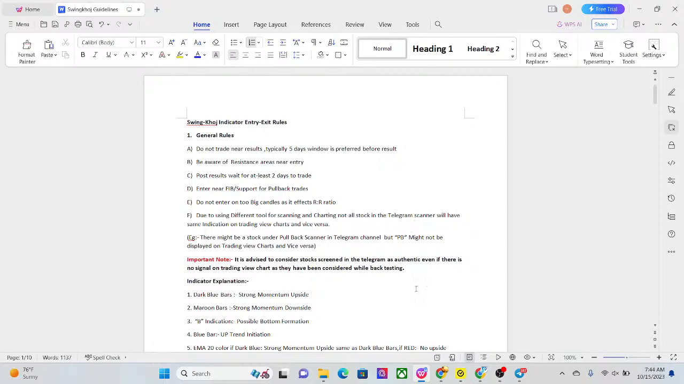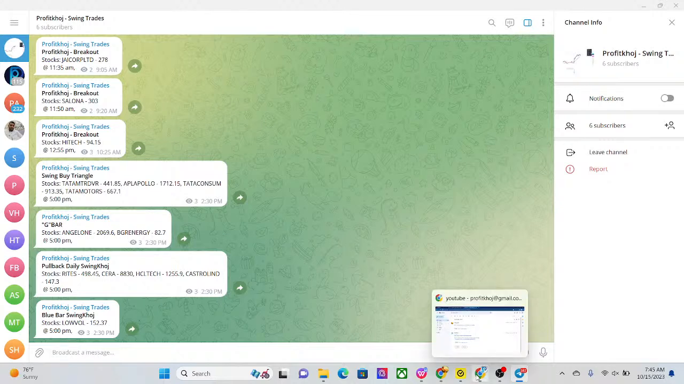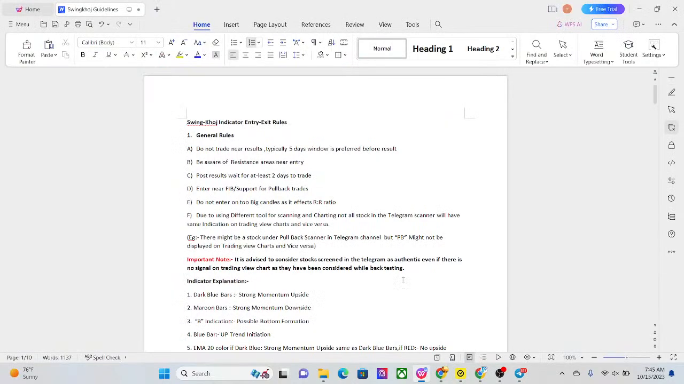So we can show you the scanner and how it looks. You can see the TradingView channel here. Here there are breakout stocks. You can see swing buy, G bar, pullback, blue bar. These are all strategies. We'll discuss the strategies one by one. It is advised to consider stocks screened in Telegram channels as authentic, even if there is no signal on the TradingView chart, as they have been considered while backtesting.